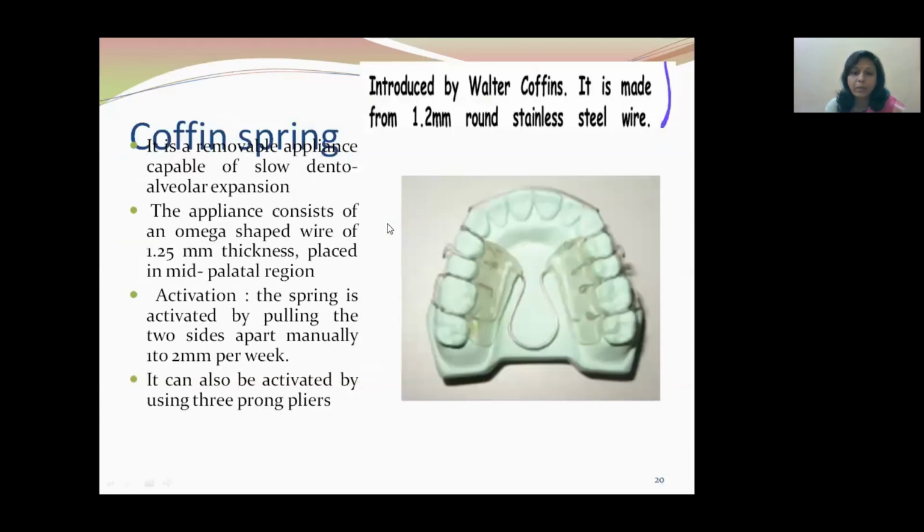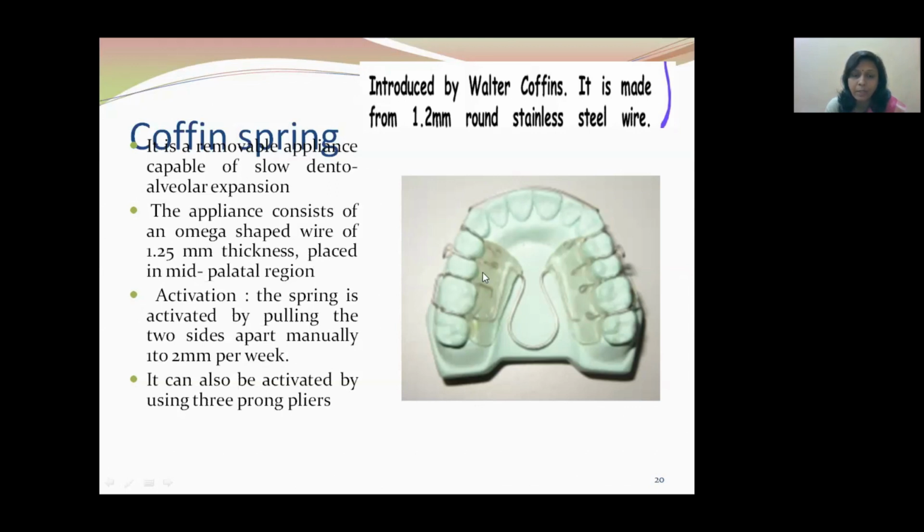Coffin spring can also give the slow maxillary expansion. It was introduced by Walter Coffin and made up of 1.2 millimeter SS wire, and as it was introduced by Walter Coffin, it takes the name of coffin spring, and it gives the slow dentoalveolar expansion. It has an omega shaped wire here in between, and that is embedded in the acrylic on both the sides.